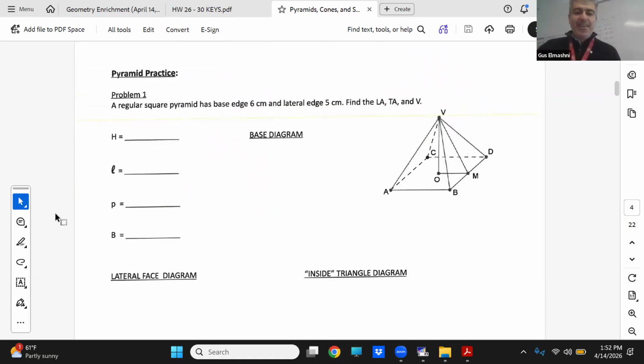So let's look at this one here. A regular square pyramid has a base edge of 6 and a lateral edge of 5. Find all those things. So it's saying that the base edge is 6, and the lateral edges, those are going to be 5.